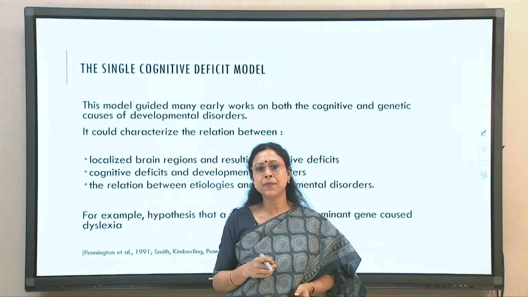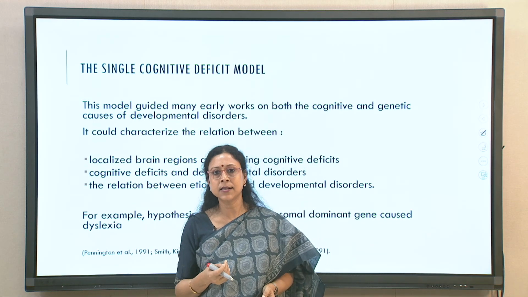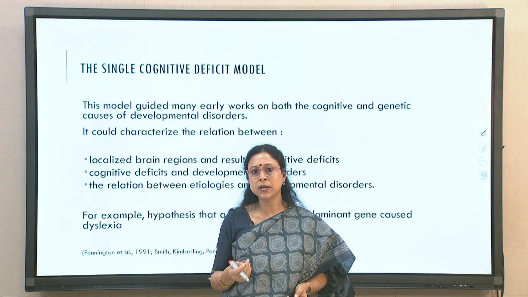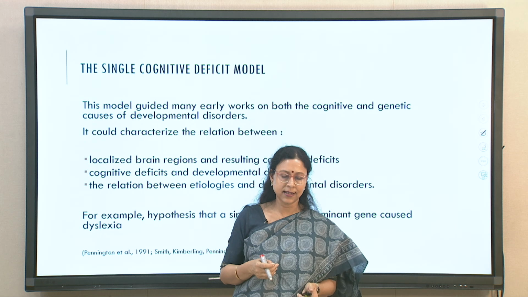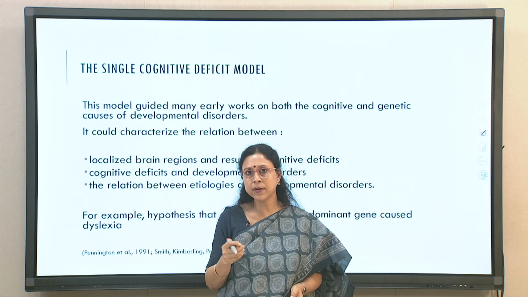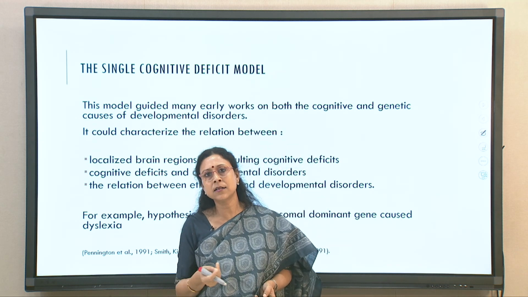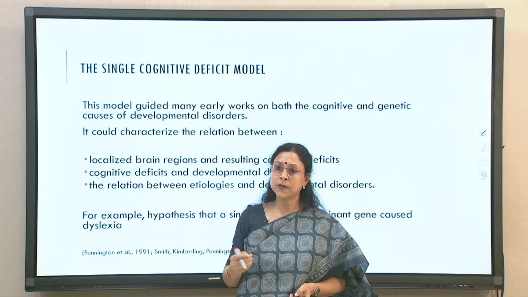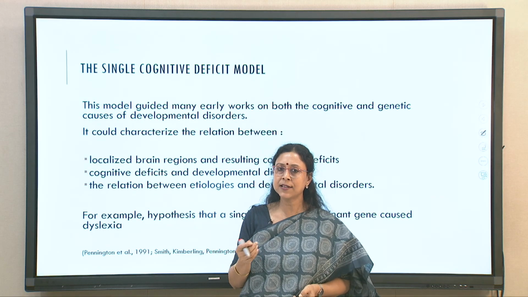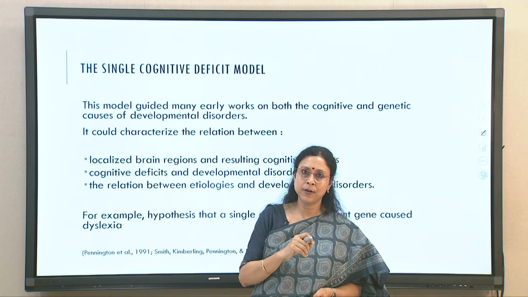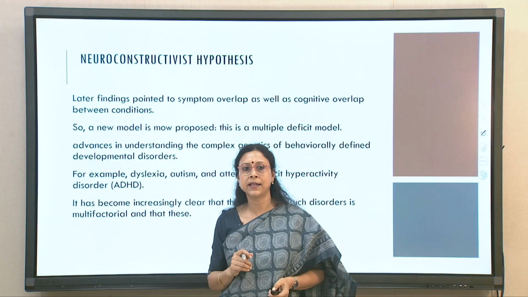So, for example, they would hypothesize that a single autosomal dominant gene caused dyslexia. Dyslexia is another language disorder. So, for every possible disorder, there has to be some single origin. That was the idea.